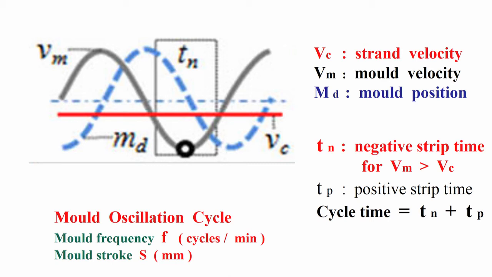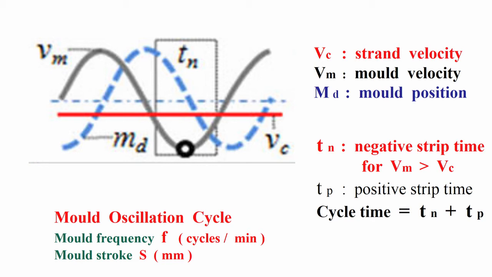And number two, there is another factor associated with Mould oscillation, that is called stroke. What is Mould stroke? It is basically how much it is moving up and down. It is expressed as S, Mould stroke, and normally measured in millimeter. It may be 4 millimeter, 6 millimeter, 8 millimeter, 10 millimeter, in that range. The Mould frequency, as I have told you, may be from 50 to say 150 or 200 cycles per minute. So, these two factors: Mould frequency expressed as f, cycles per minute, and Mould stroke, capital S, expressed in millimeter.